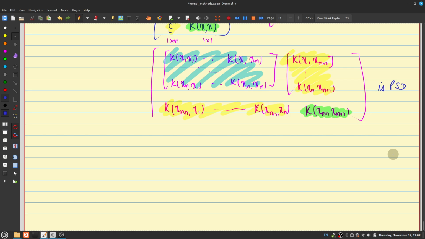So if I take any vector, let me call it beta, then beta transpose A tilde beta should be greater than or equal to 0. Correct? I'll take a special beta. My beta is going to be the vector alpha along with some other number b. Okay. Now if I take this special beta, what does beta transpose K tilde beta equal?